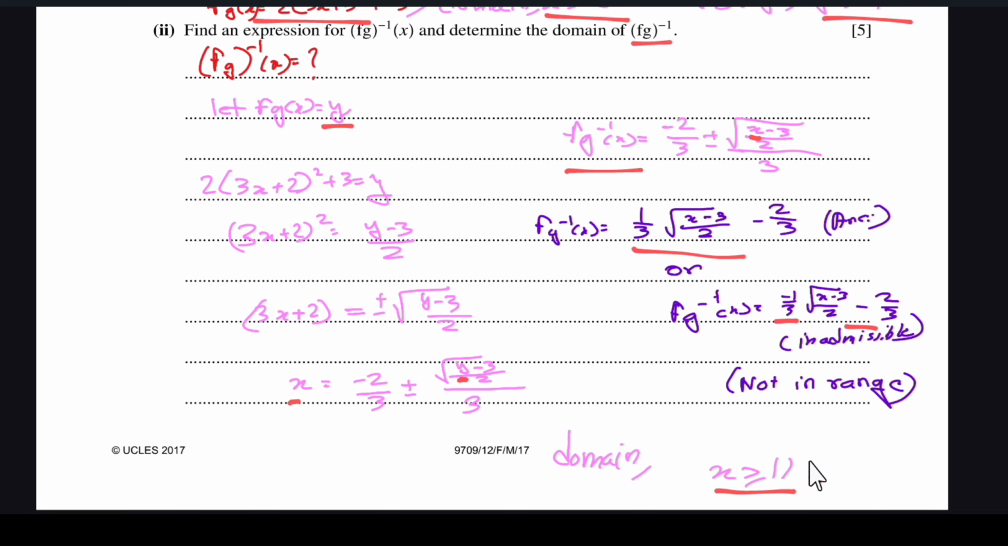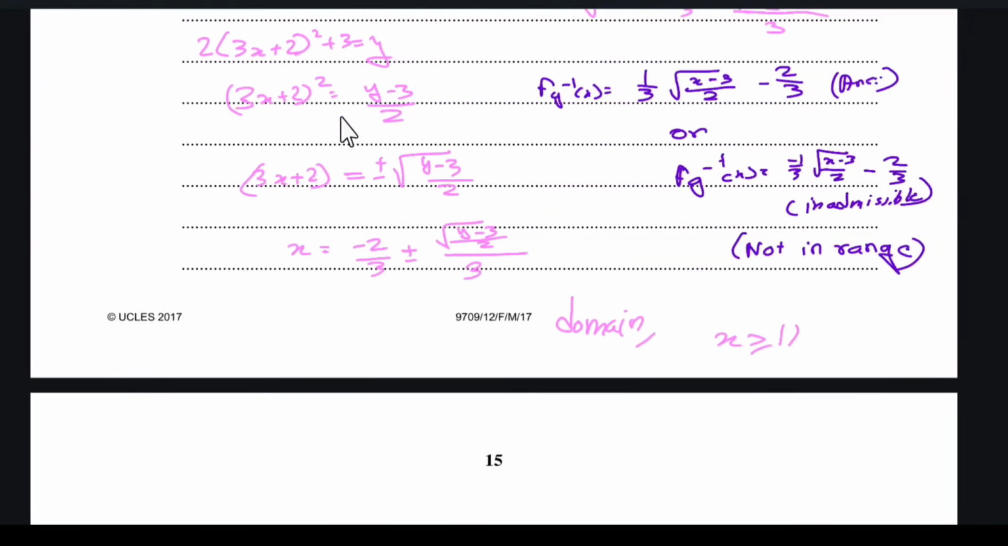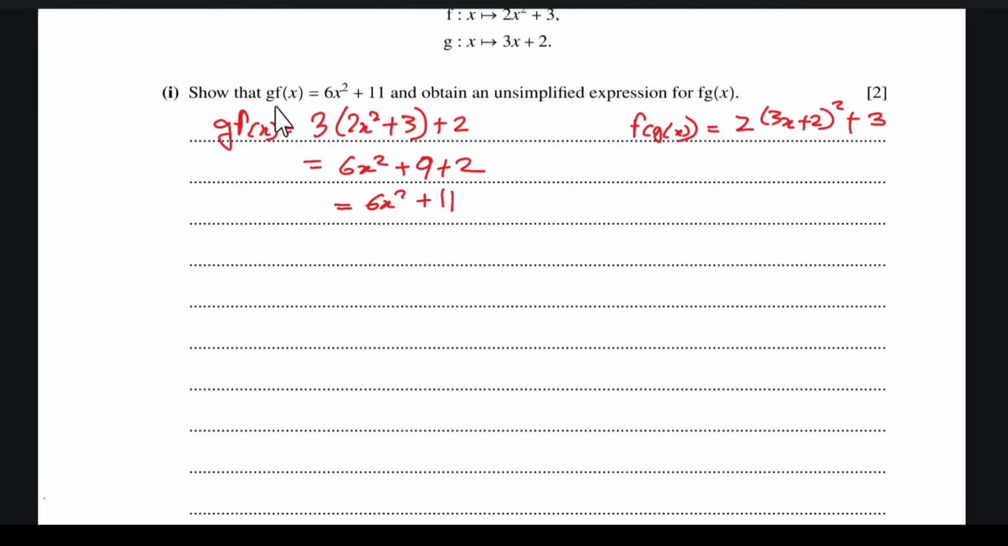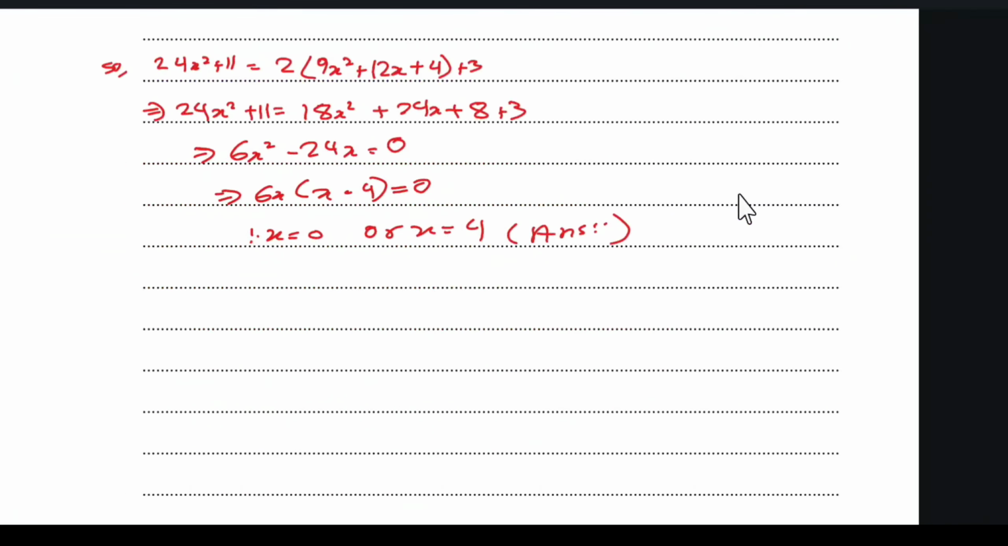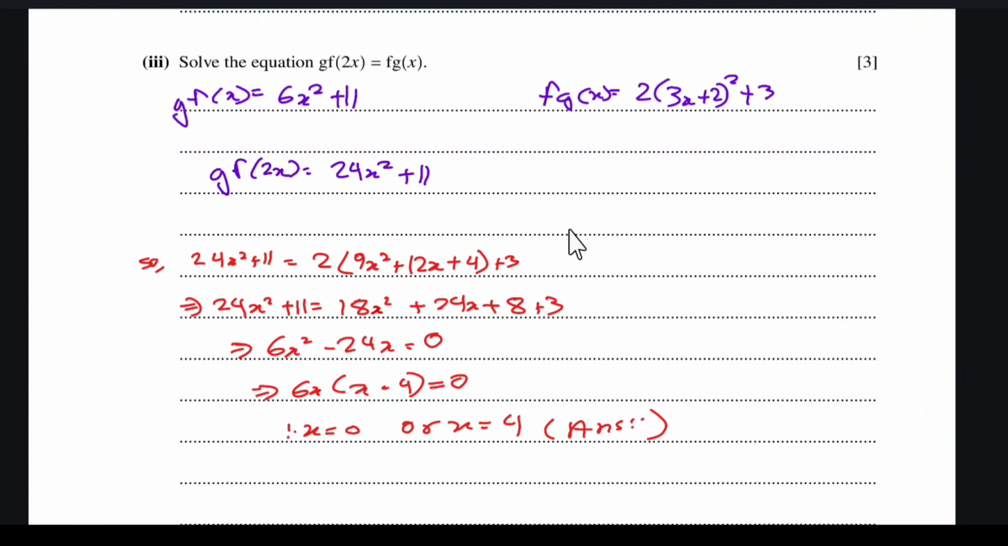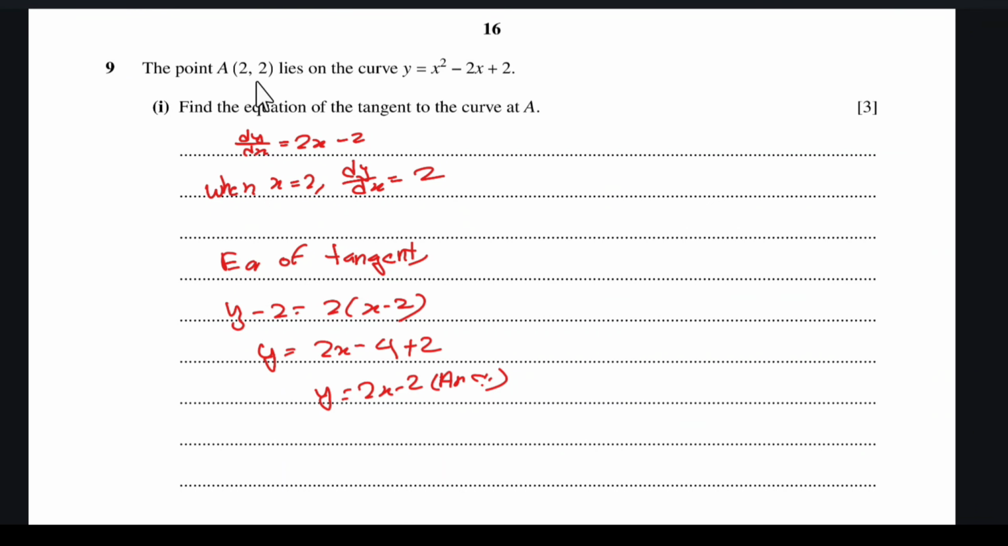Equation gf of x is equal to fg of x. So we equate these and find, after solving, the values of x, that is 0 and 4. Therefore, question number 9, the point A is given, lies on the curve.